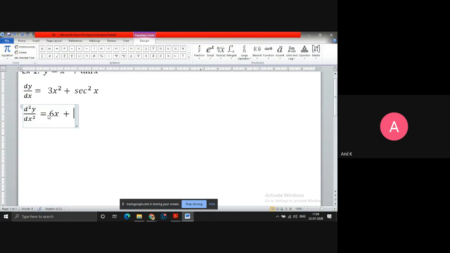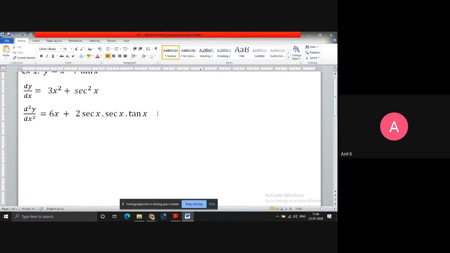So this is something like 2 into sec x into the derivative of... if I take this as theta square, with theta as sec x, then the derivative of theta square is 2 theta into the derivative of theta. So 2 sec x into the derivative of sec x. The derivative of sec x is sec x into tan x. Okay.